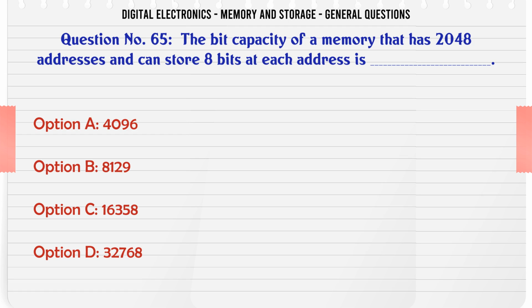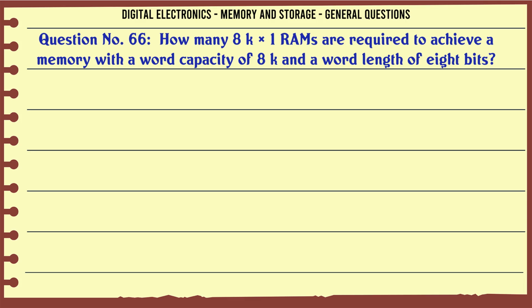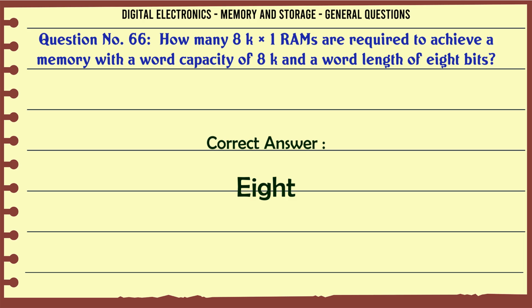32768. The correct answer is 16358. How many 8K×1 ROMs are required to achieve a memory with a word capacity of 8K and a word length of 8 bits? A. 8, B. 4, C. 2, D. 1. The correct answer is 8.